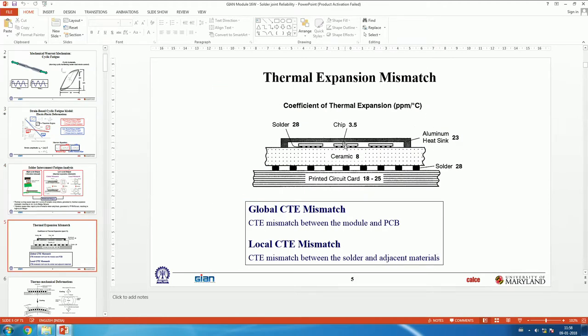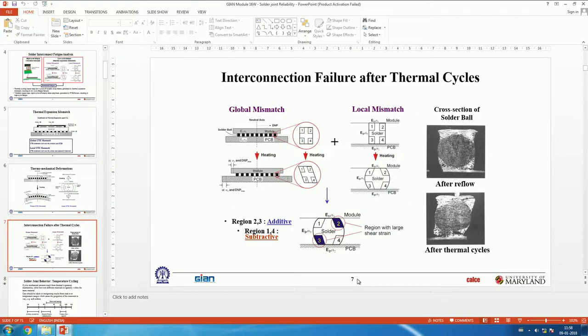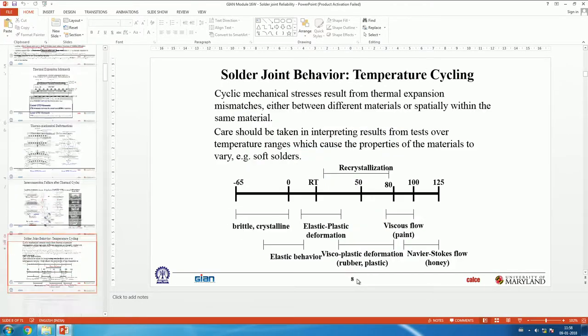Okay, so here's, this just shows global and local CTE mismatches. We can skip over that. It just shows, so for example, in flip chip, you can see how severe this can be. So this chip is 3.5. So that's been put on a ceramic substrate in order to match the thermal expansion coefficients. So these flip chip joints are not really going to be at much risk. But the printed circuit card is much higher CTE compared to ceramic, which is only 8. And the printed circuit card is 18 to 25. So now these solder joints are going to see a lot of mismatch of strain. Okay. So we've discussed all of this. We'll skip that.